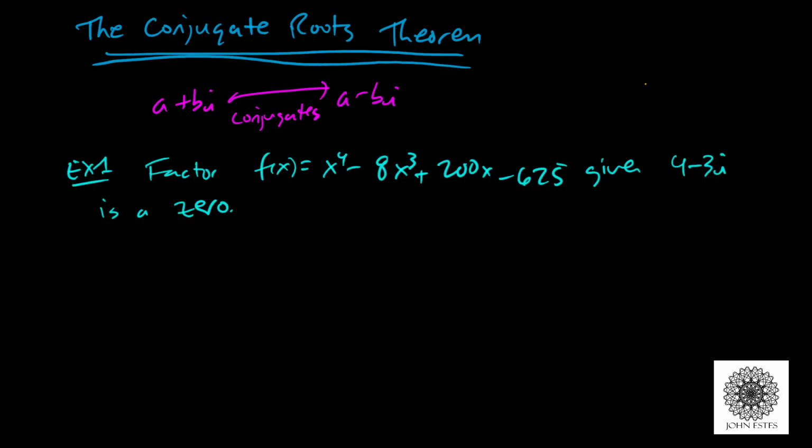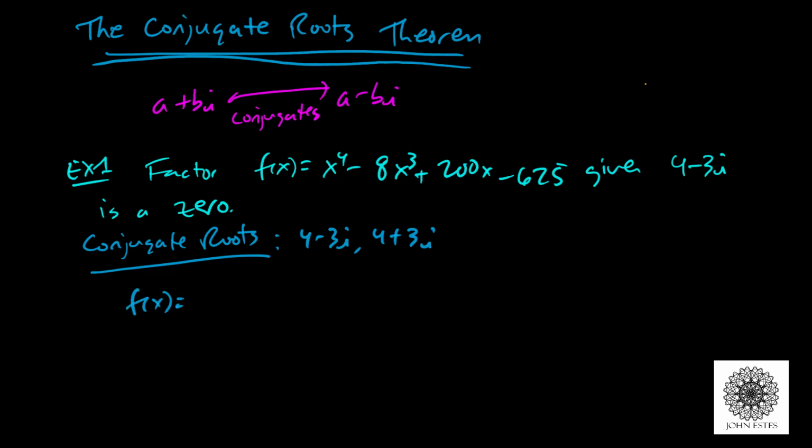So here we're asked to factor f of x, which is x to the fourth minus 8x cubed plus 200x minus 625. And what we know is that 4 minus 3i is a 0. Now by the conjugate root theorem, 4 minus 3i can't show up by itself. We have 4 minus 3i and 4 plus 3i are both zeros. So that means when this thing factors, f of x actually equals x minus 4 minus 3i times x minus 4 plus 3i times some other stuff I'll just call g of x.